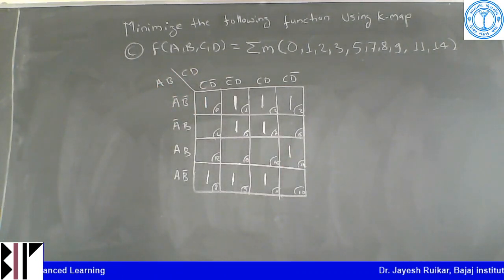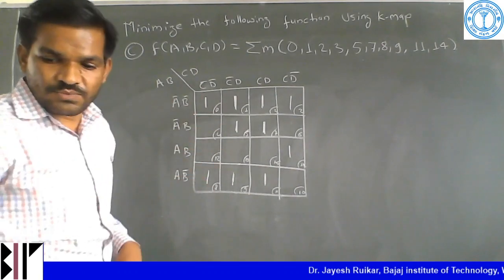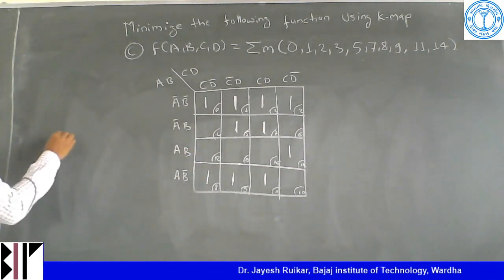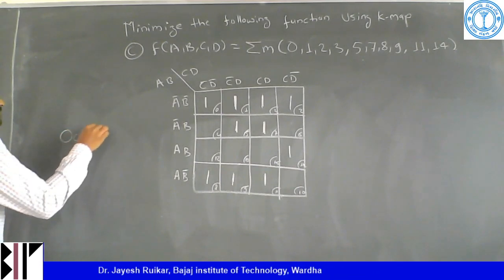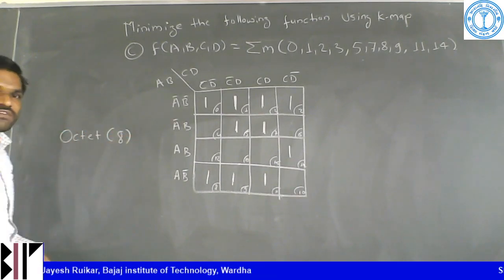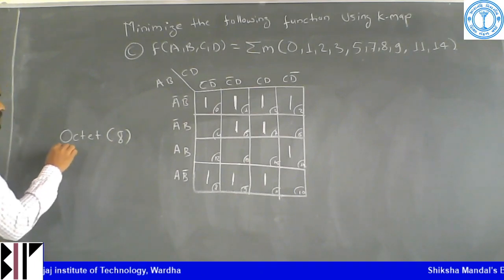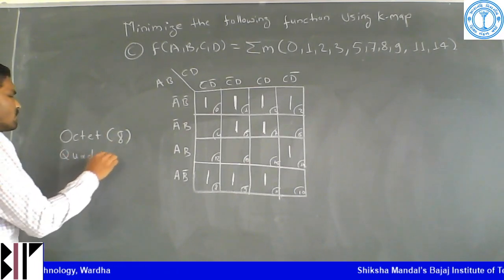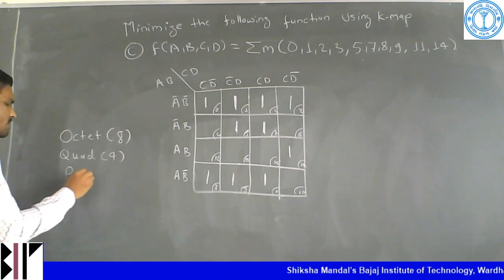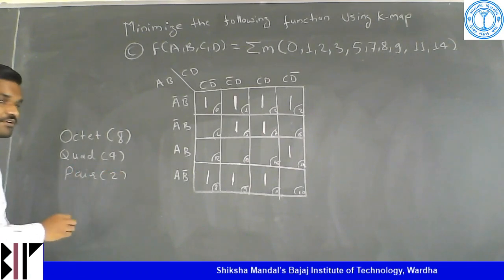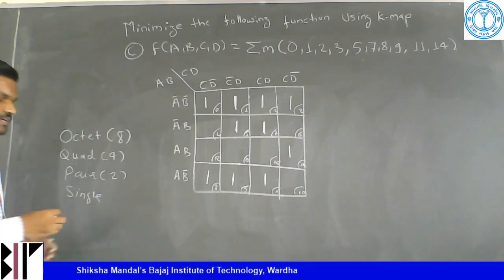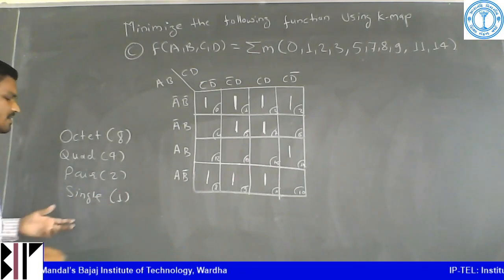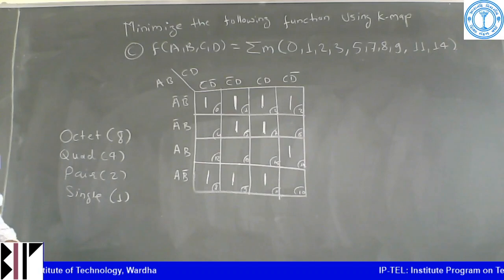Now we have to group these ones. Okay, so what are the groupings? What can be the group? We can group an octet, that is 8 adjacent ones. We can group a quad, that is 4 adjacent ones. We can group a pair, that is 2 adjacent ones, or if anything is not combined, we can consider a single one.